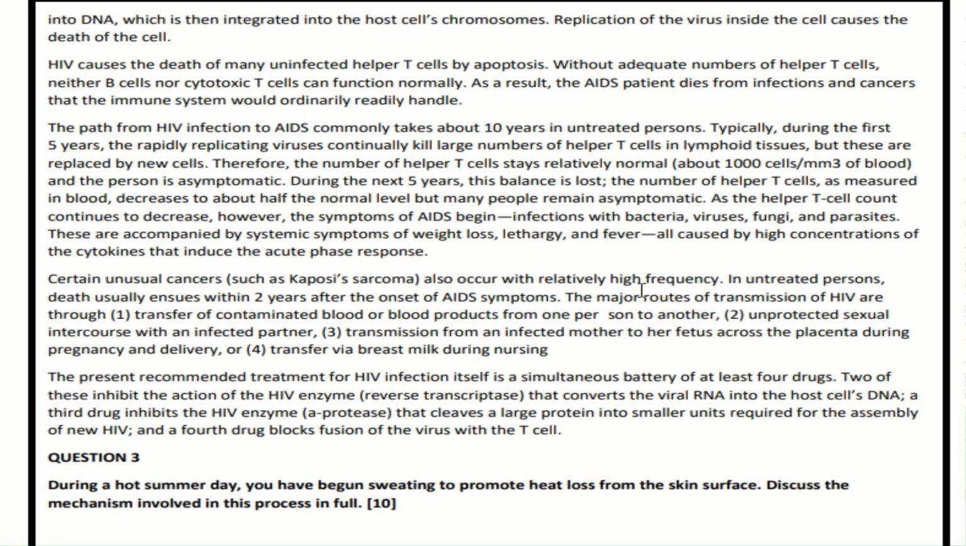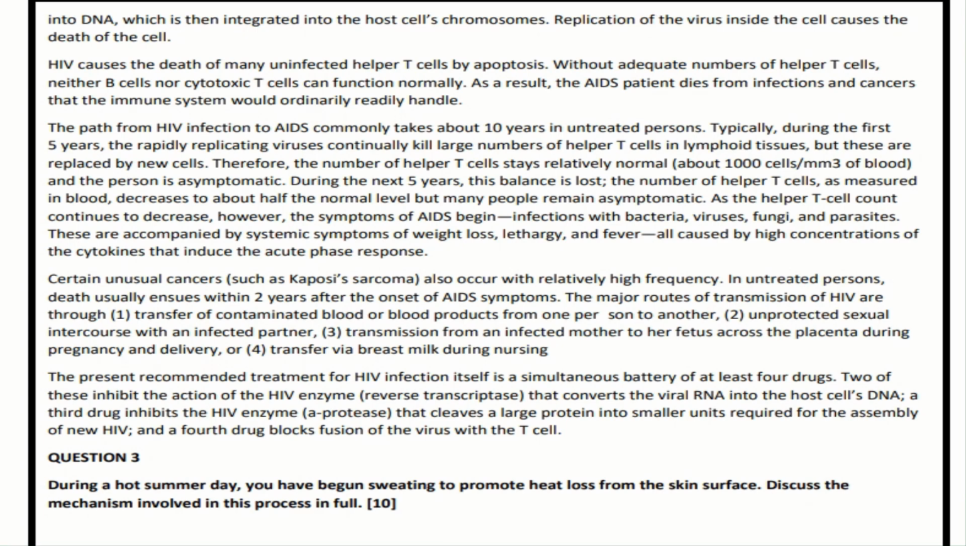Okay, we did this. The major routes of transmission of HIV are, number one, transfer of contaminated blood or blood products from one person to another. Number two is unprotected sexual intercourse with an infected partner. Number three, transmission from an infected mother to her fetus across the placenta during pregnancy or delivery. And number four is the transfer via breast milk during nursing.